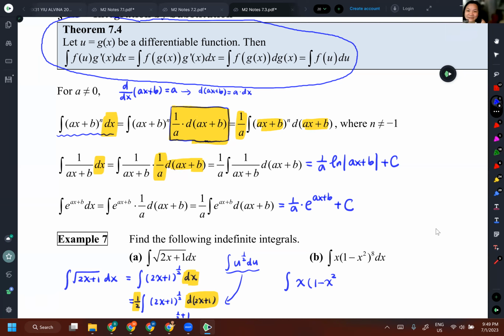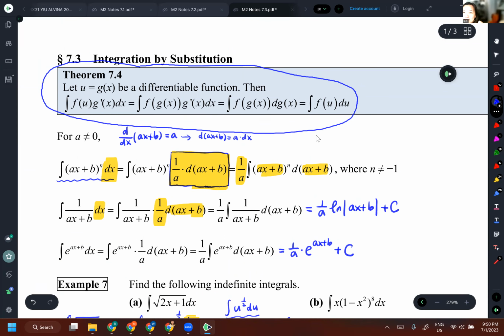Is that okay? Anyway, at least you know how to solve some problems if your variable is ax plus b, but the real variable is x. That's how you deal with the problem. You just need to change it to another variable, ax plus b.